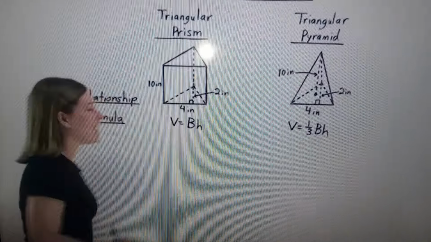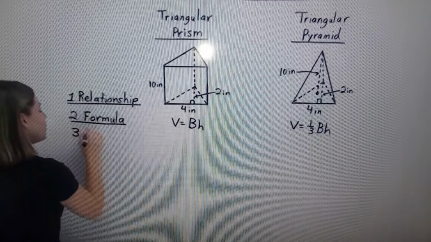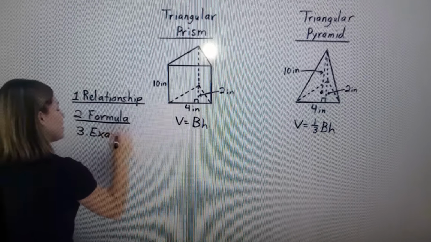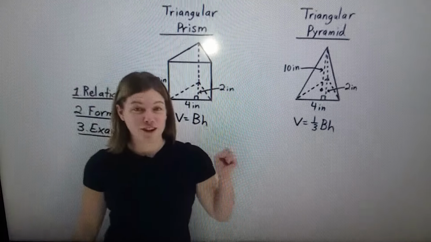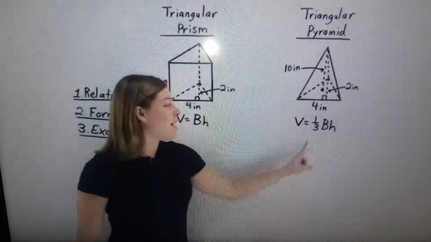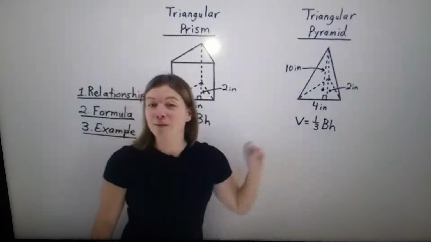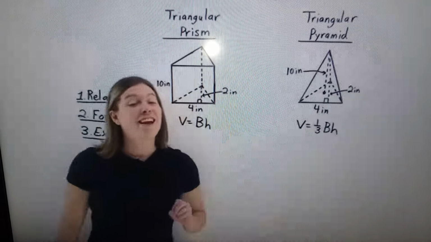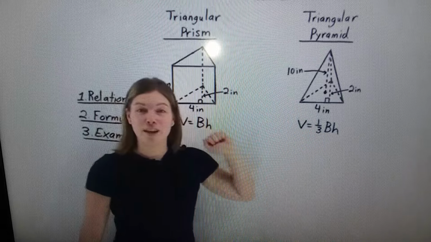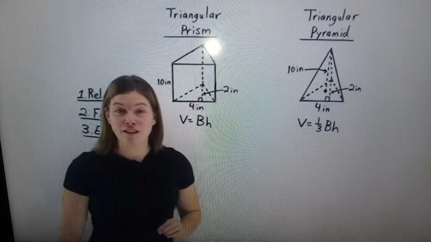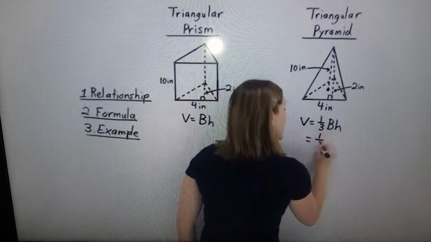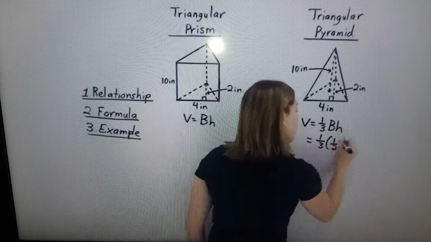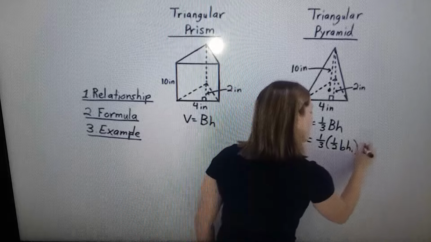So let's take a look back at our measurements and find the volume for each one of these solids. Let's find the volume of our triangular pyramid first. Again, we need to take 1/3 the area of the base times the height of the pyramid. And since we have a triangular pyramid, that means our base is a triangle. And we know the area of a triangle. The area of a triangle can be found by taking 1/2 the base times the height.